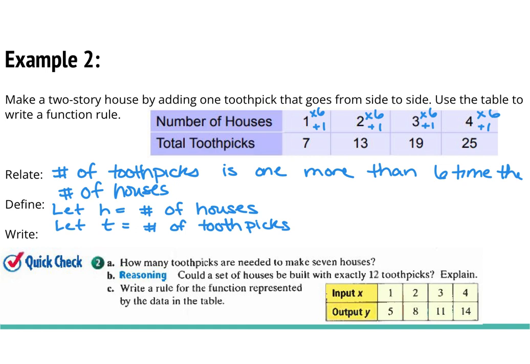Finally, we can write our equation. To find the number of toothpicks, we would take the number of houses, which is H, and multiply by 6. That's 6H, and then we would add 1 to it.